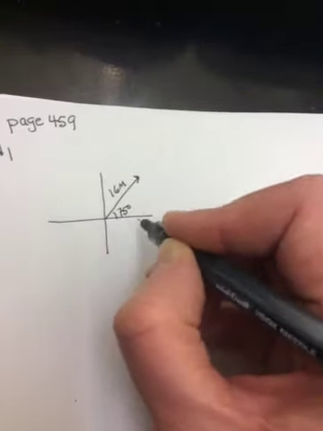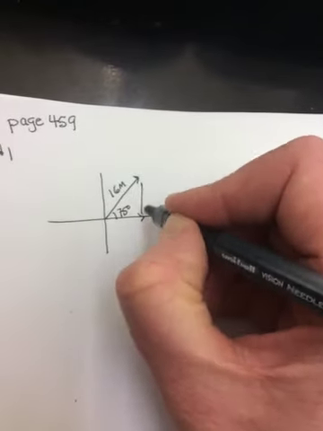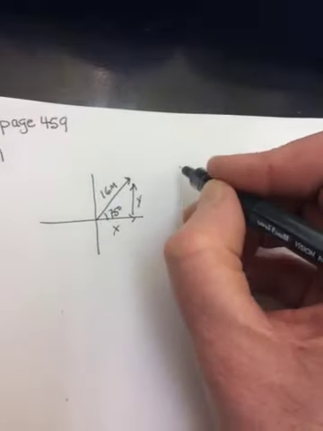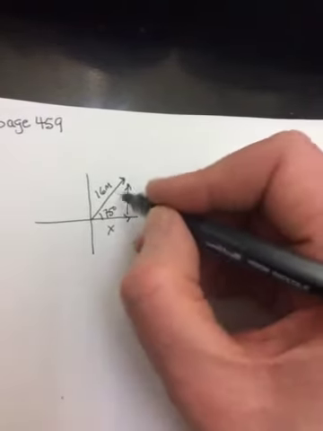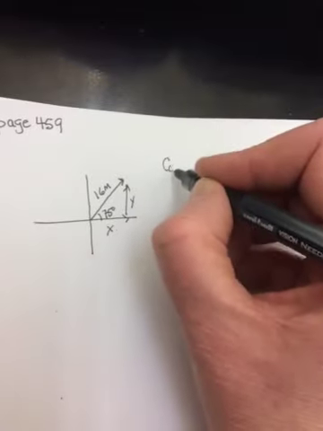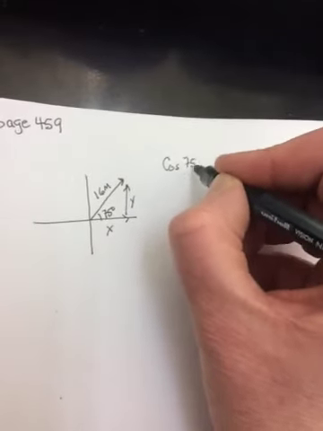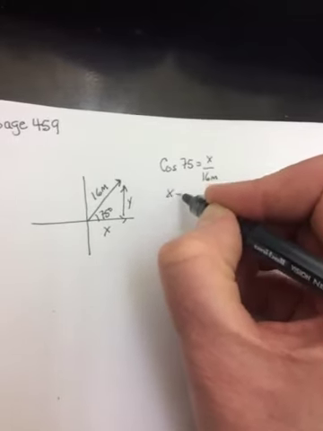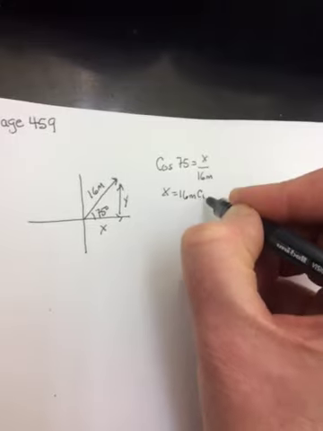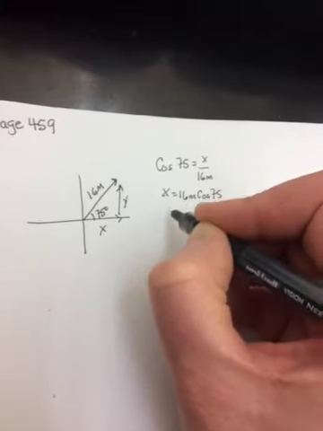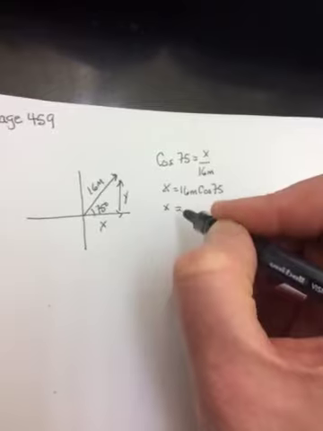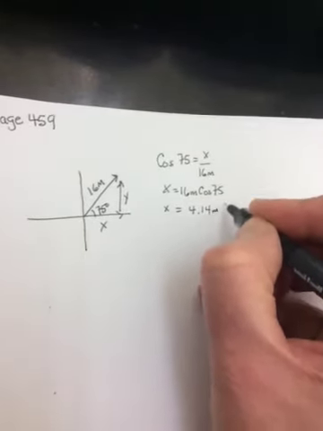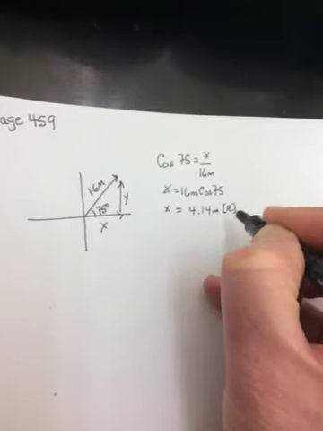So really it's just asking you to find the legs. So there's going to be a Y and there's going to be an X. Okay, so X will be the adjacent side, so cos of 75 should equal X over 16 meters. X should equal 16 meters times the cos of 75. And when you punch this in your calculator, you should get X to be 4.14 meters. Okay, and that would be to the right.